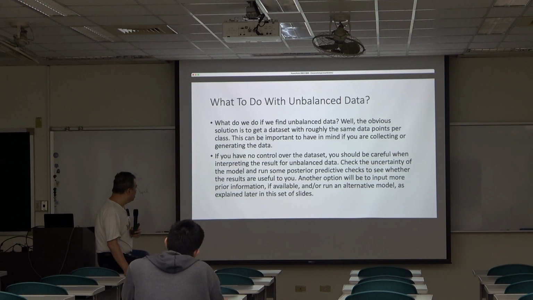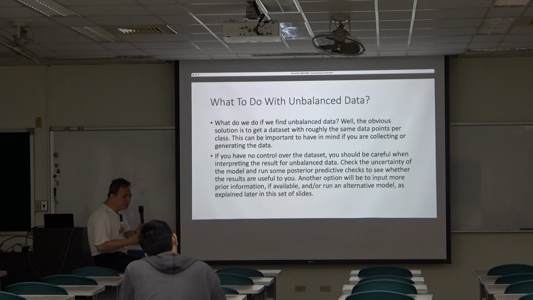If that's the case, another option will be to input more prior information. You can encode more prior information if available, and run an alternative model. You can change the model. For this alternative model, again, a model comparison chapter may come in handy. Hopefully we will have time to talk a little bit about that. We will explain later in this set of slides. Anyway, that's for the unbalanced data.